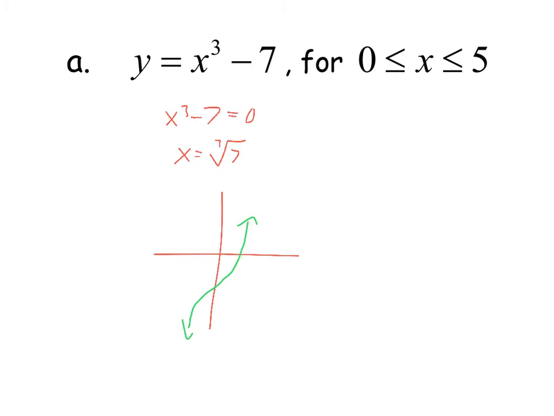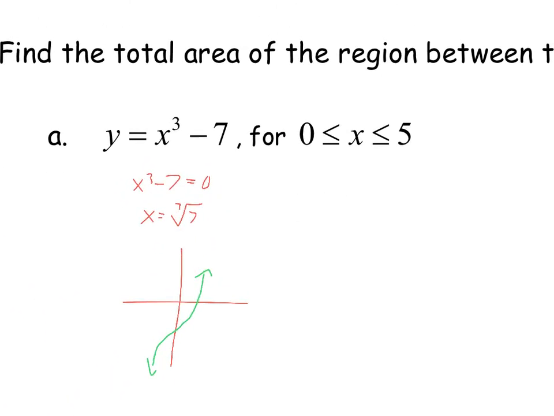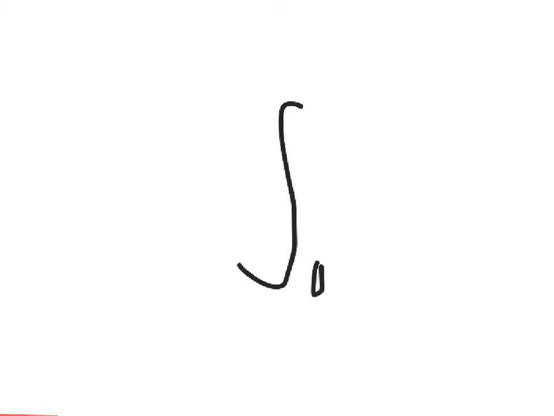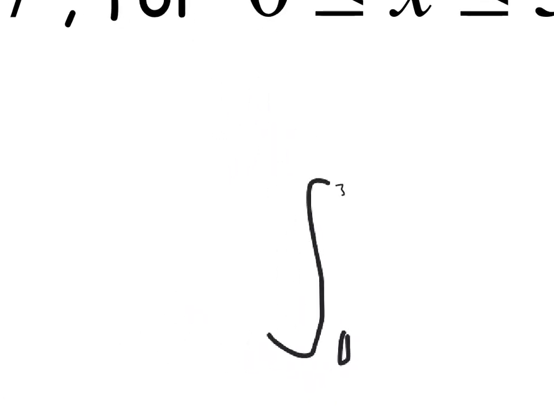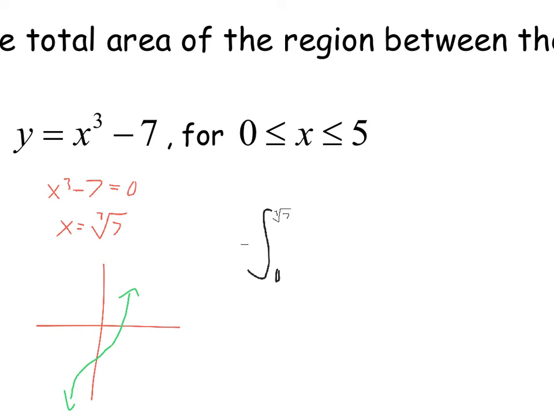And so we're looking overall from 0 to 5, because that's what the problem tells us right there. And so we're going to take the integral from 0 to the cube root of 7. And that's going to be a negative value because it's below the x-axis. So I'm going to put a negative in front of that to make it positive. And then we're going to do the integral of x cubed minus 7 dx, and then add to it the area above the x-axis, which is the integral from the cube root of 7 to 5 of x cubed minus 7 dx.